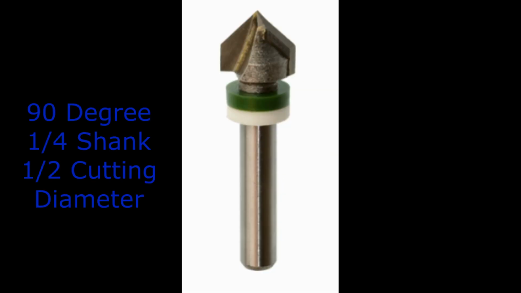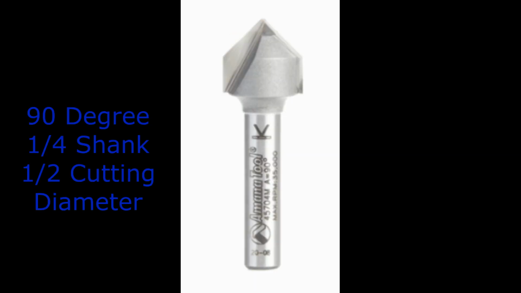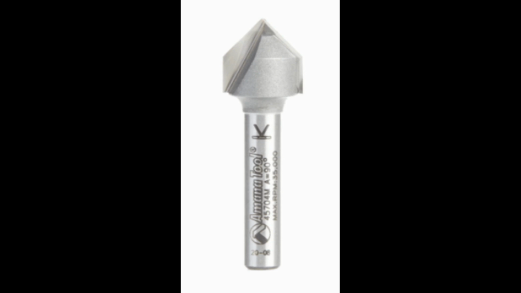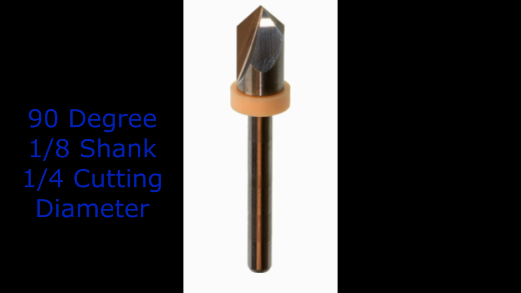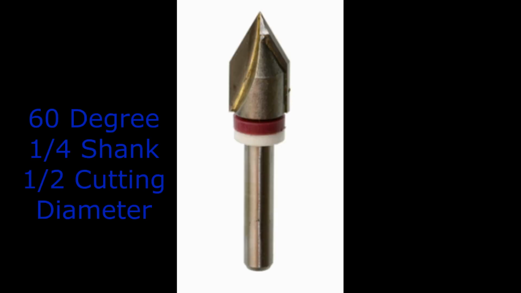All right, so now let's go into the different angles. Your 90-degree bit is for wider, shallower cuts. It removes more material, and it is great for large signs. So pretty much if you need a lot of material removed but aren't as worried about the detail, the 90-degree bit is your best option.